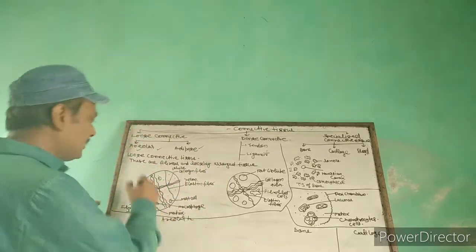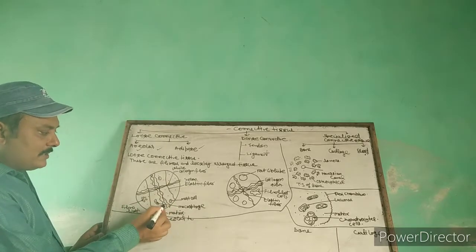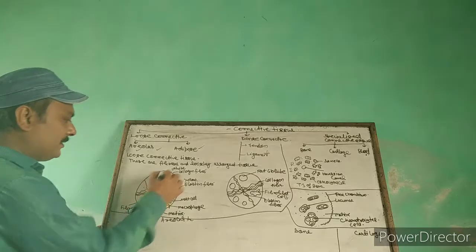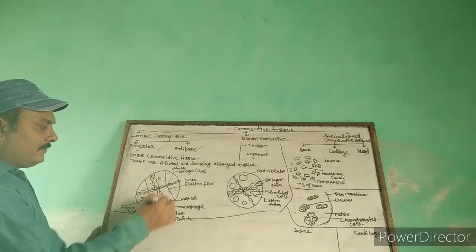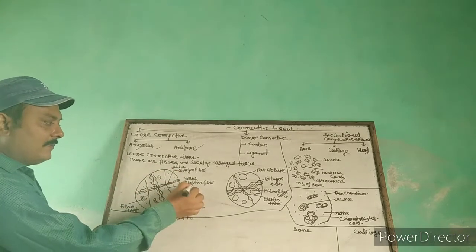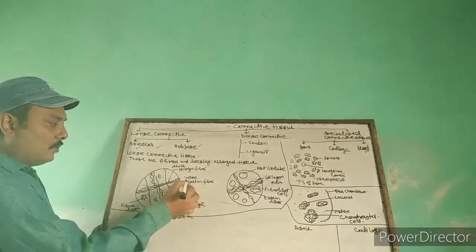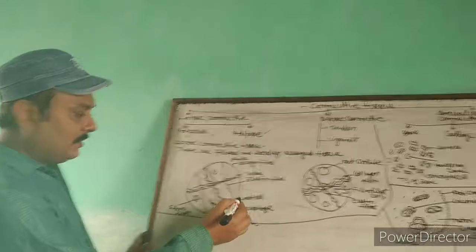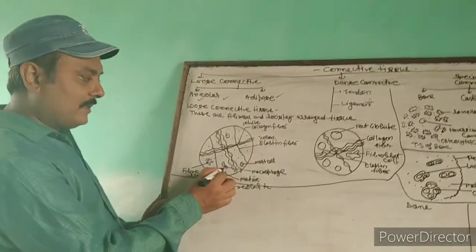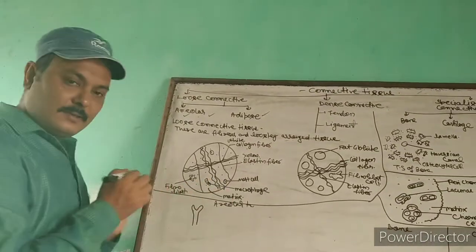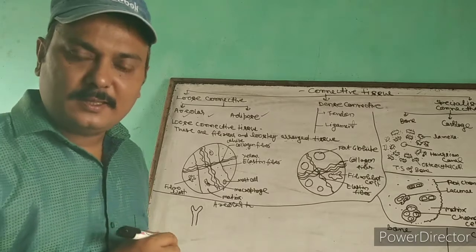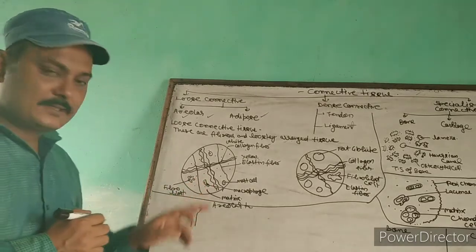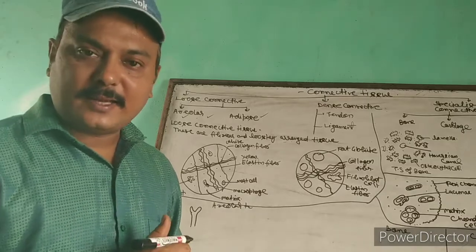OK, so this is the section. In this is the bunch you are seeing here. This is the white collagen fiber, and this is the single elastin fiber. White collagen fiber is white, and yellow elastin fiber is yellow. As you know, there are mast cells and macrophage cells. Mast cells are helpful in performing allergic reactions, and macrophage cells are helpful in killing the microbes.